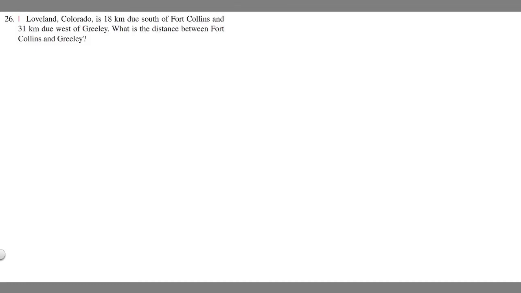In this problem, we're told Loveland, Colorado is 18 kilometers due south of Fort Collins and 31 kilometers due west of Greeley. What is the distance between Fort Collins and Greeley? So let's go ahead and draw what's happening here.